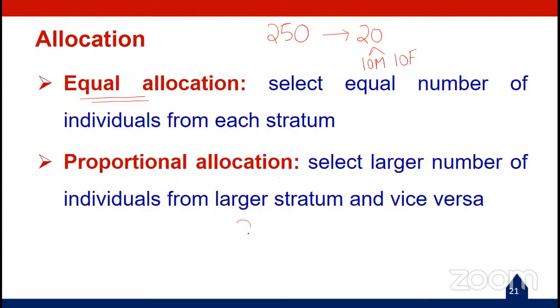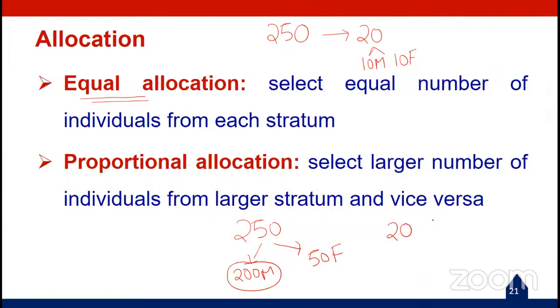Assume that in our population, we have 200 males and only 50 females. What you can do is allocate more, out of 20, so maybe you can select 10 males and 5 females, something like that. So this is referred to as proportional allocation.